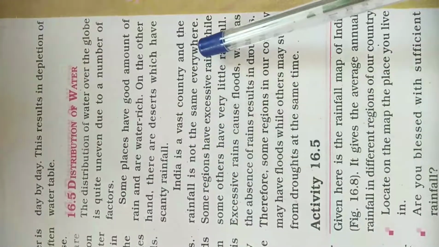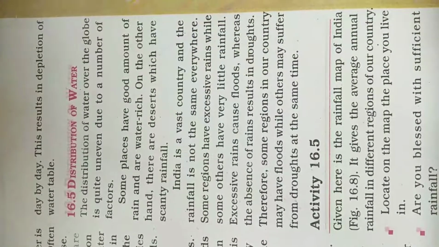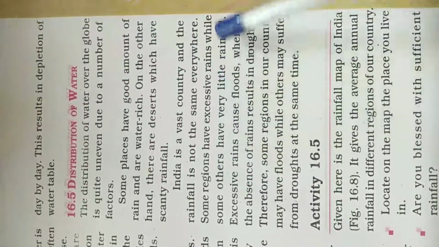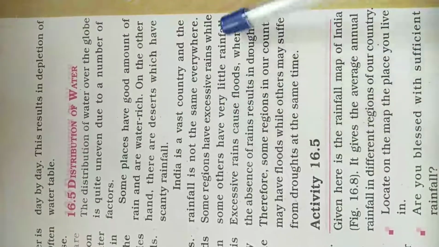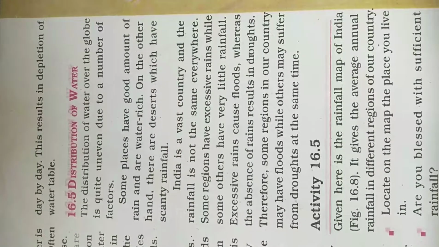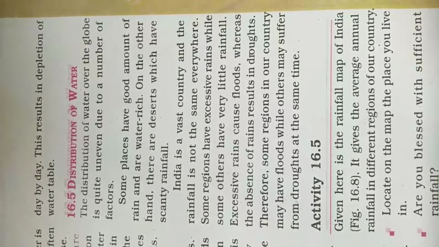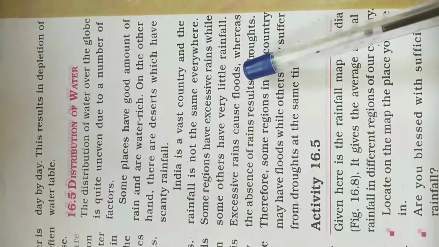इंडिया इज़ अ वास्ट कंट्री एंड द रेनफॉल इज़ नॉट द सेम एवरीवेयर. इंडिया ये सबसे बड़ी कंट्री है और इसमें जो रेनफॉल है वो हर जगह सेम नहीं होता है. सम रीजन्स हैव एक्सेसिव रेन वाइल सम अदर्स हैव वेरी लिटिल रेनफॉल. सो कुछ रीजन्स में एक्सेसिव ज़्यादा से ज़्यादा रेन होता है और कुछ जगह क्या होता है कि लिटिल मतलब कम से कम पानी होता है, रेनफॉल होता है. एक्सेसिव रेन्स कॉज फ्लड्स. ज़्यादा बारिश जहाँ होगा वहाँ पे फ्लड्स आएंगे.